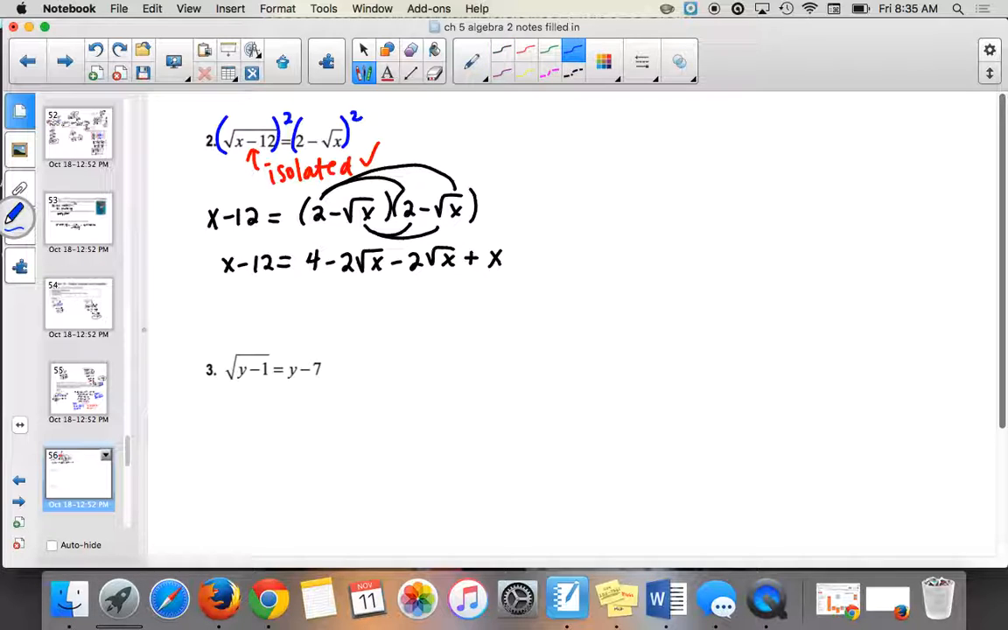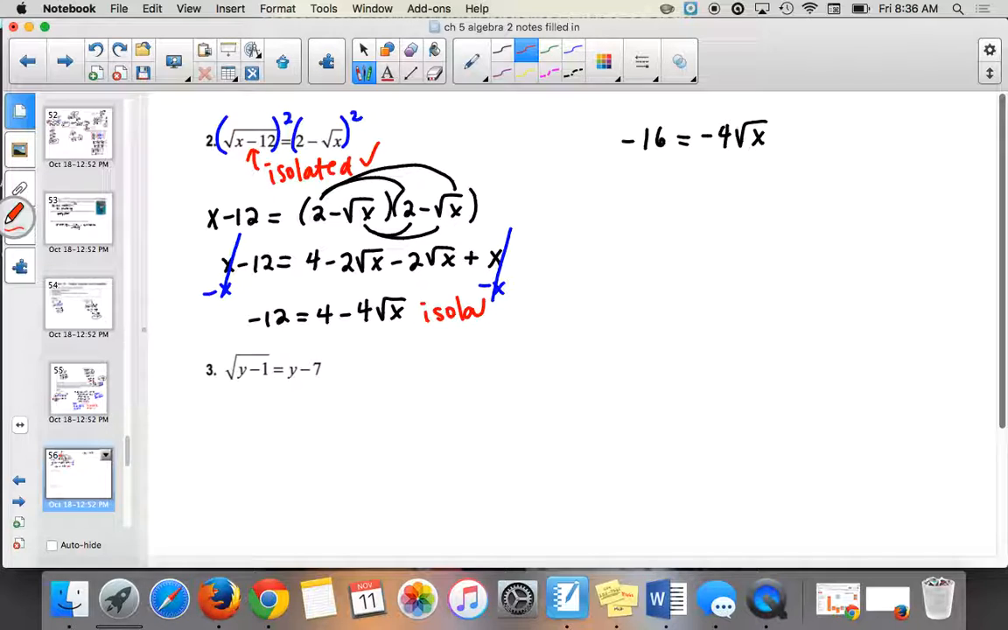So if we subtract the x from both sides, the x's end up going away. That's good. So we get negative 12 equals 4 minus 2 root x minus another 2 root x, which is negative 4 root x. And now what do you think our goal is? What are we going to do now? We're going to subtract the 4, so we get negative 16 equals negative 4 root x. Do you see how we're isolating again? We're trying to isolate the new root. So when you have 2 square roots in the original problem, you're going to have to isolate twice to get rid of the roots. Okay, so now I'm going to divide by negative 4.